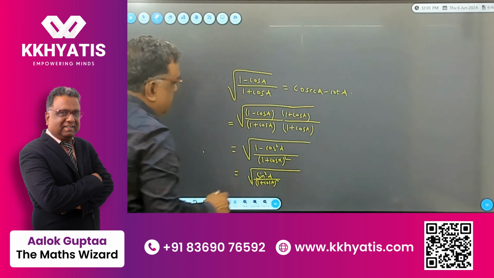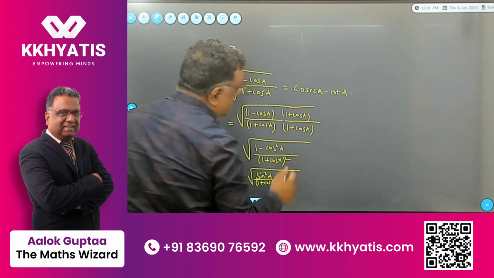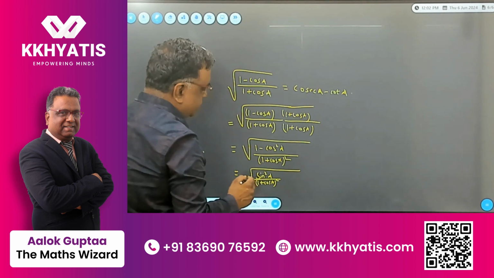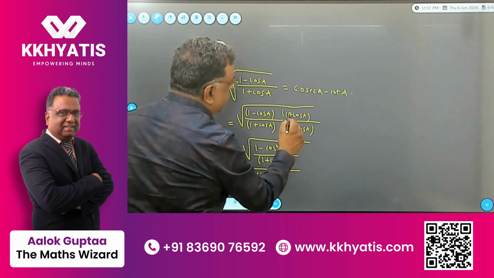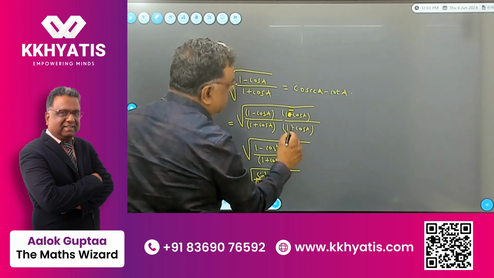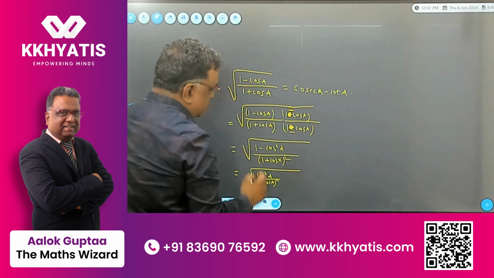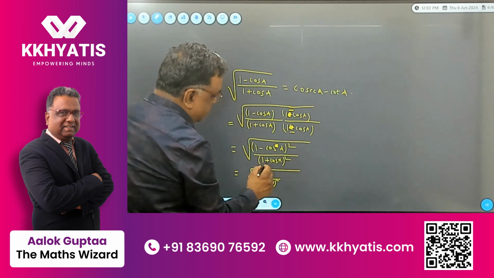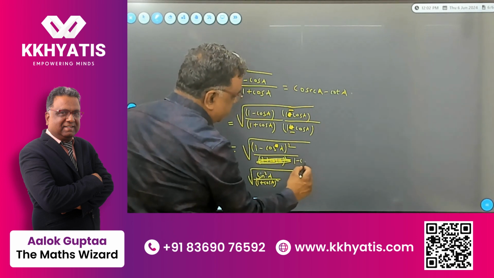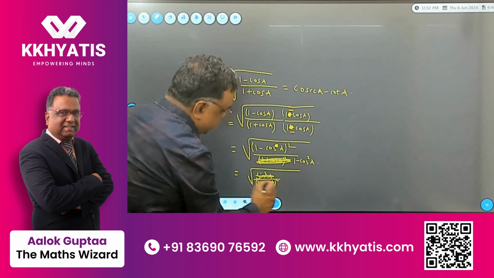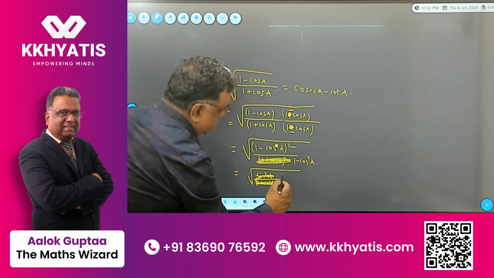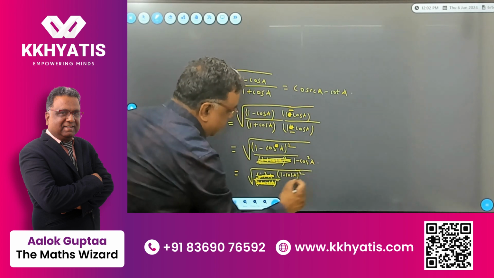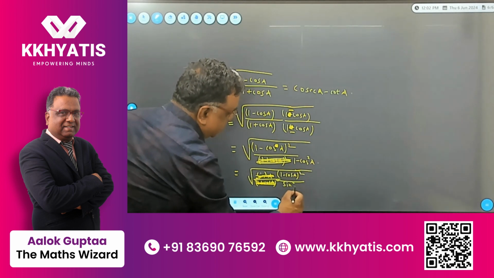Okay, since we have cosec A minus cot A in the numerator, we should actually have done it the reverse way. I would have rationalized the numerator. So this would have been 1 minus cos A the whole square, and this would have been 1 minus cos square A. So this will become 1 minus cos A the whole square upon sin square A.